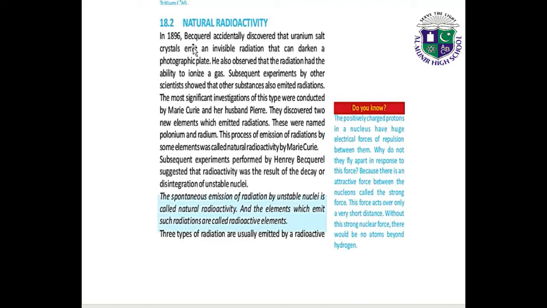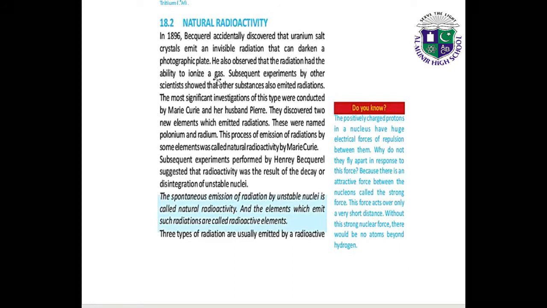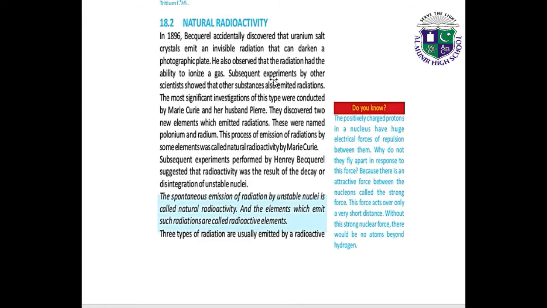In 1896, Becquerel accidentally discovered that uranium salt crystals emit an invisible radiation that can darken a photographic plate. He also observed that the radiation had the ability to ionize a gas. Subsequent experiments by other scientists showed that other substances also emit radiations. The most significant investigations are of Marie Curie and her husband Pierre. They discovered 2 new elements, polonium and radium.